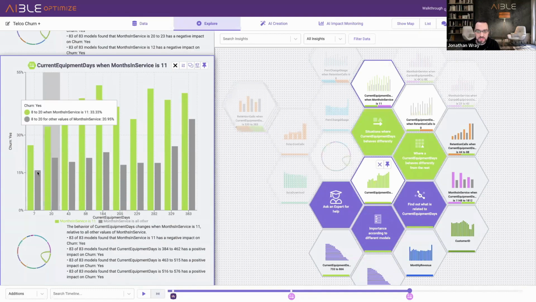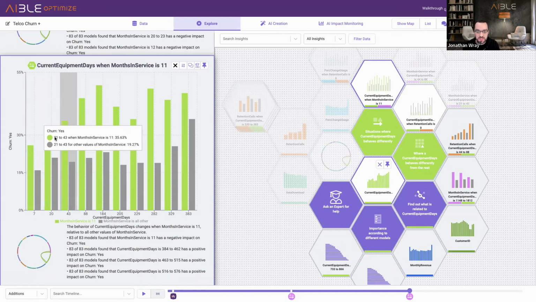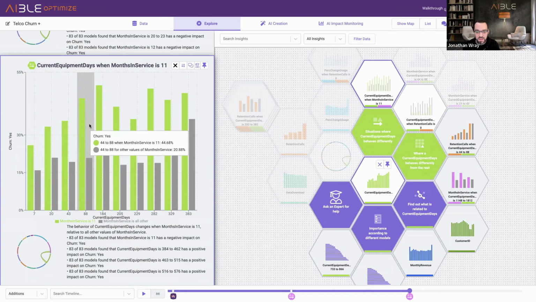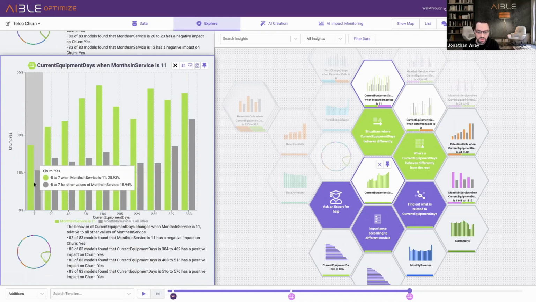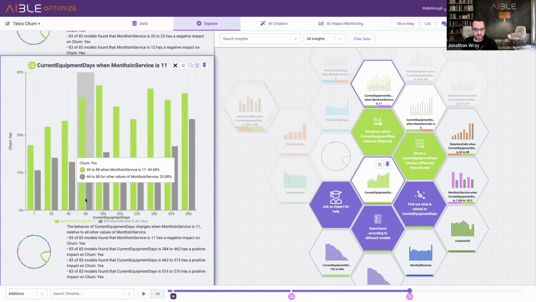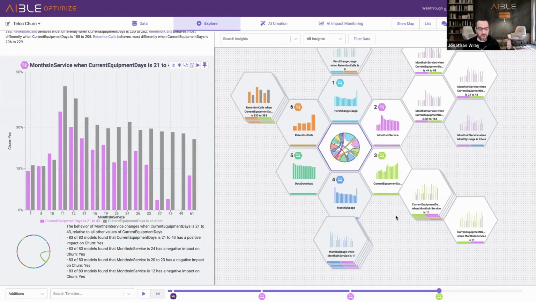And we can see here, Aible has pulled out that 11 months is our worst churn month. And here it's showing all of the different equipment days. So we can see that benefit fades as we get to about a half year in age. It starts to just jump around. But that newest equipment, when somebody has new equipment, they're less likely to churn in the very near term when we find this pattern. Holy crap, we forgot.